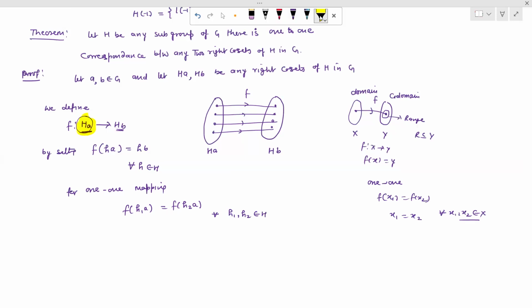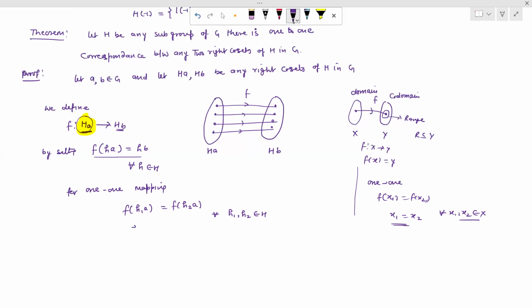So H1A is equal to f of H2A. You remember this thing. We are parallelly understanding the concept of mapping and one-one function. So we will prove that x1 is equal to x2. Now h1, h2 belongs to H. So f of h1a: here when we replace h with h1 in this function, f of h1 is equal to h1b.